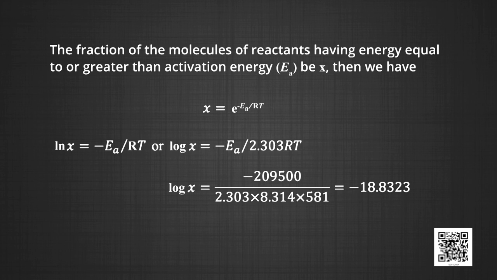Now, just putting in the values, log X is equal to minus 209500 divided by 2.303 into 8.314 into 581. After calculation, the value comes out to be minus 18.8323. X is equal to the antilog of minus 18.8323. The answer comes out to be 1.47 into 10 raised to the power minus 19.